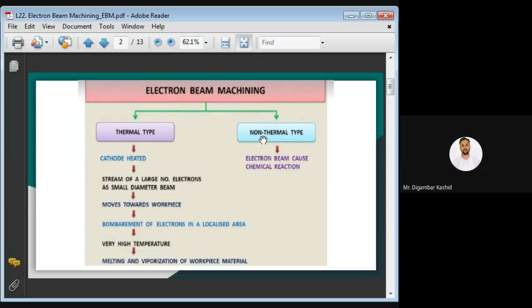So this non-thermal type we are not going to discuss, because we are not considering the chemical reaction. We are going to discuss only the thermal type of electron beam machining process. In the thermal type of electron beam machining, the cathode is heated to a very high temperature. I will show the diagram also.